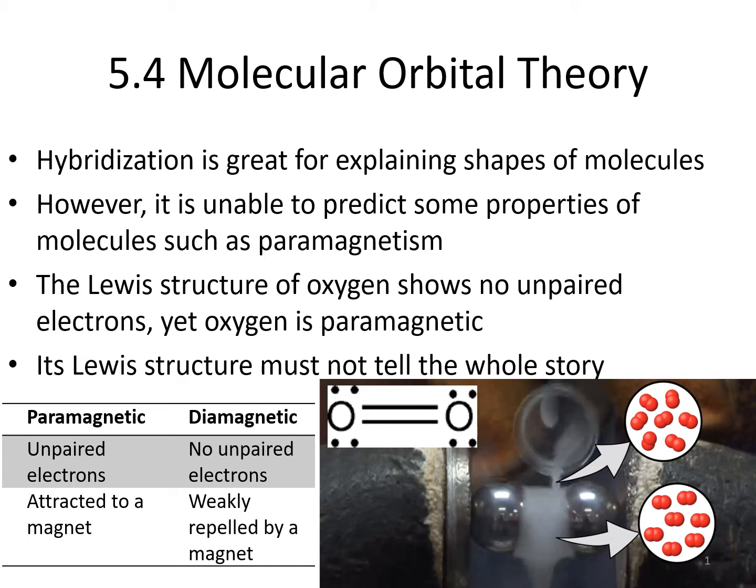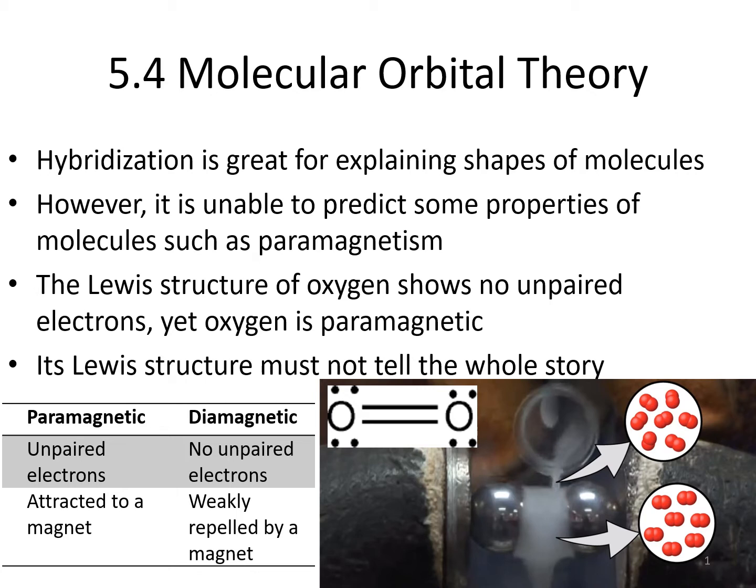One of these properties is paramagnetism. Something that is paramagnetic contains at least one unpaired electron and is attracted to a magnet. The opposite of paramagnetic is diamagnetic. Something that is diamagnetic does not contain unpaired electrons and is weakly repelled by a magnet.